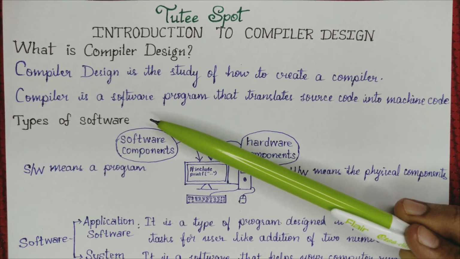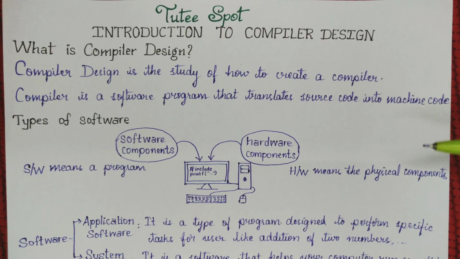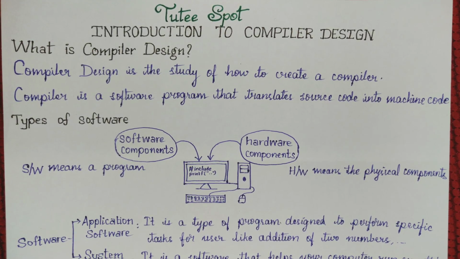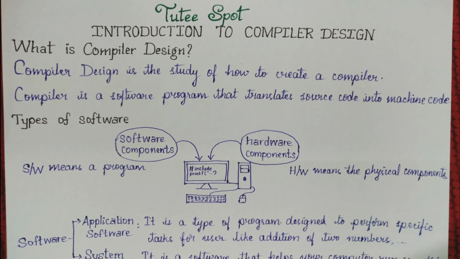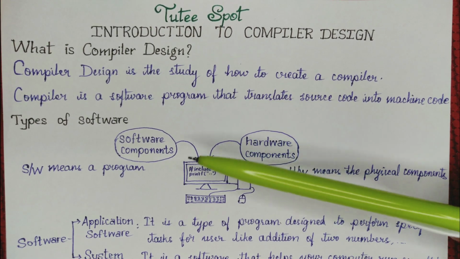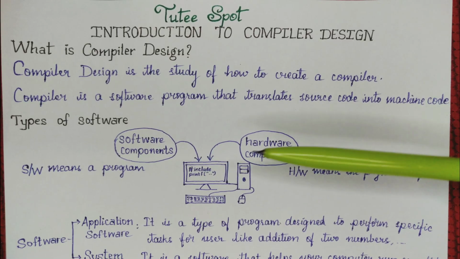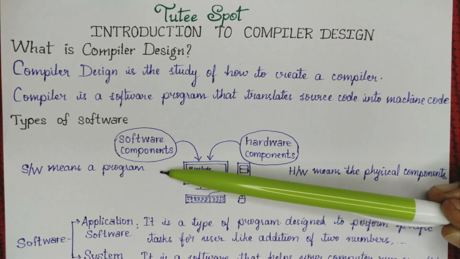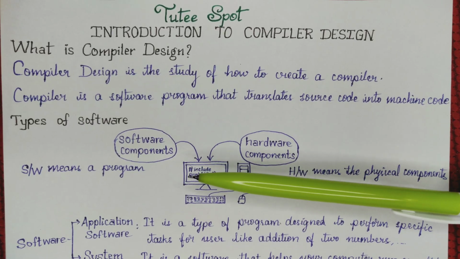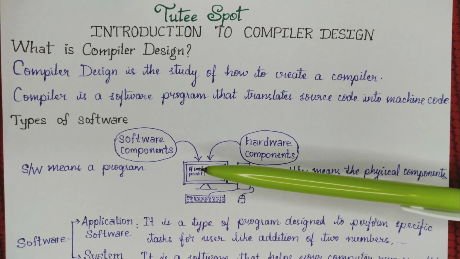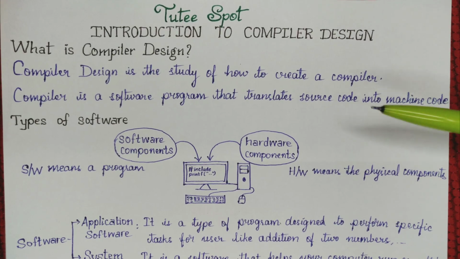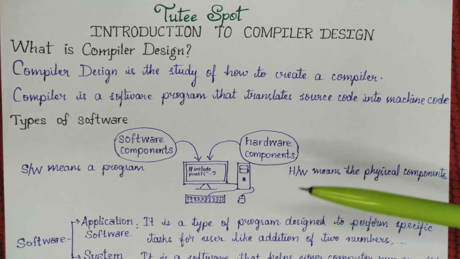So what is this software? What are these source codes and machine codes? So let's discuss this briefly in this video. In general, a computer is the combination of software and hardware. That means both software components and hardware components. Software means a program, that means a set of instructions that tells a computer what to do to perform a specific task. And hardware means the physical components like keyboard, mouse and all the devices.